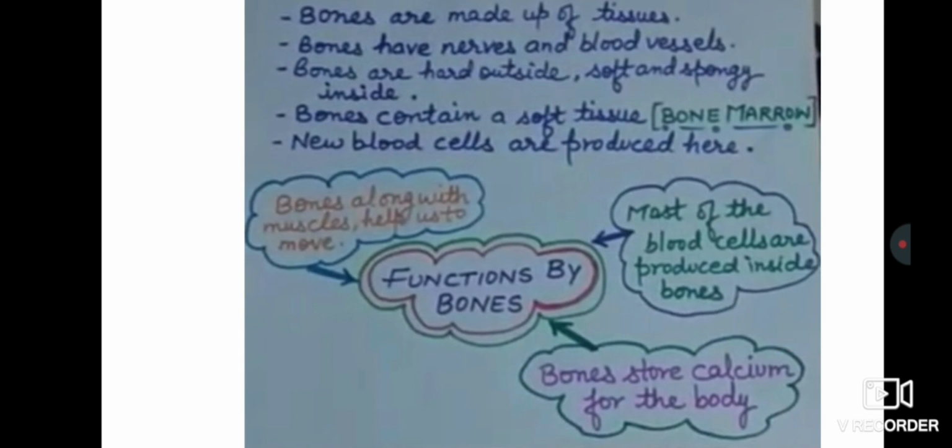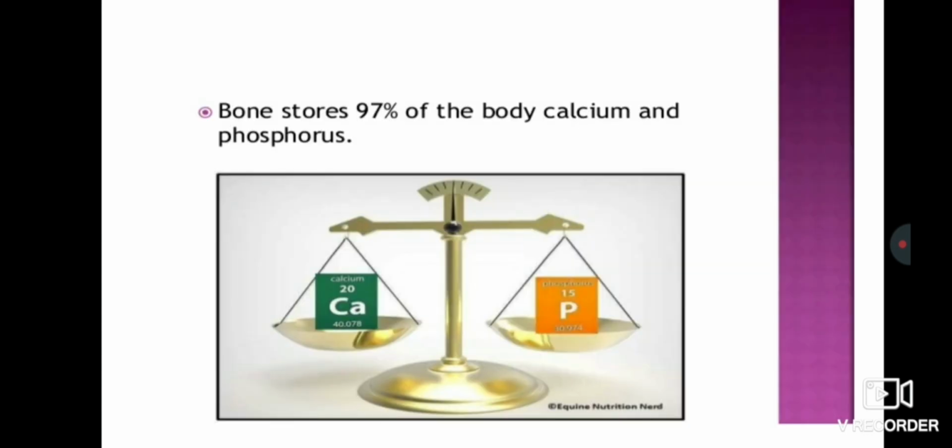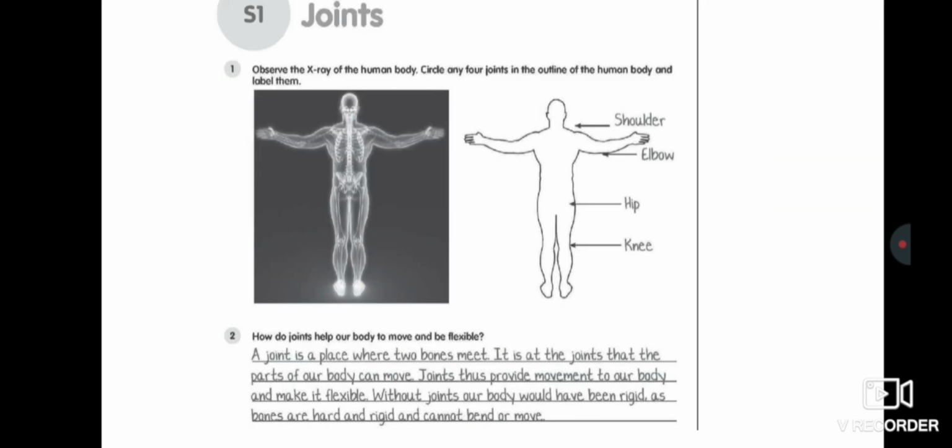Bones store calcium for the body because bones are made up of calcium and phosphorus. Okay beta, these two are what? These two are minerals that are contained by the bones. Bones store 97% of the body calcium and phosphorus.